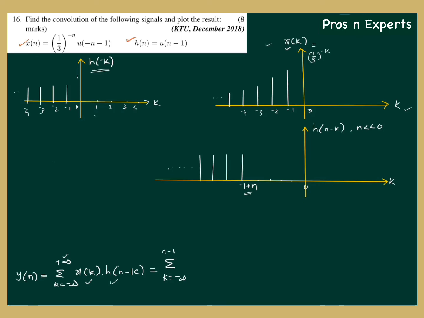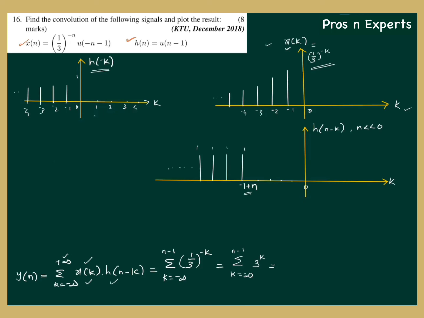Okay. Now, in that case, x of k, we know the expression for x of k, which is 1 by 3 to the power minus k, into, what is h of n minus k? H of n minus k is 1. All samples are 1. So into 1, this is actually 3 raised to k, right? Sigma k equal to minus infinity to n minus 1, 3 raised to k.